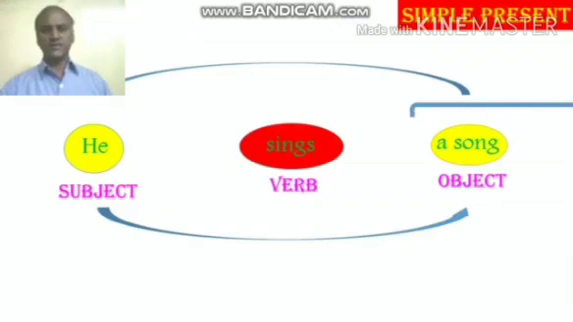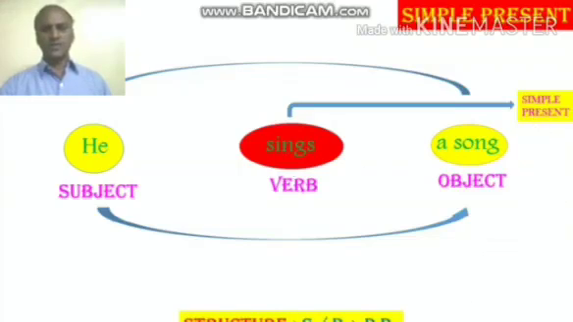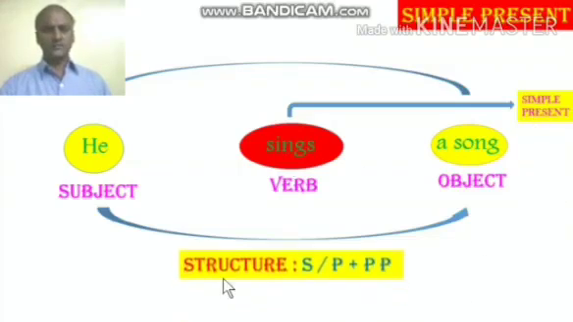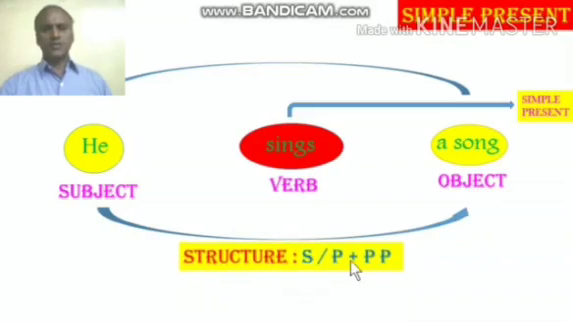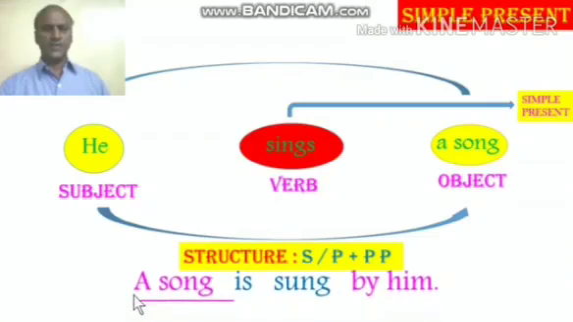Then the third step is identify the verb. Now here the verb is sings. The verb sings is in the simple present. Then what is the structure to be followed? Singular plural plus past participle. So that is how you have to use the verb in the passive form. Let's find the answer in the passive form. A song is sung by him.